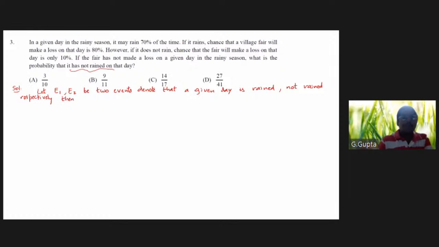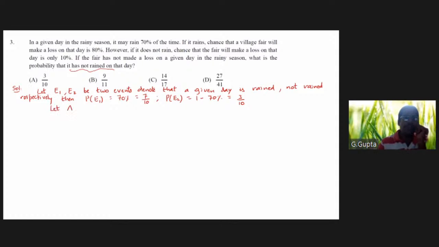Then probability of event E1. So rained is 70%, so 7 by 10 or 0.7. Probability of E2 is automatically 1 minus 70%, or 100% minus 70%. 100% means 1. 30% means 3 by 10.